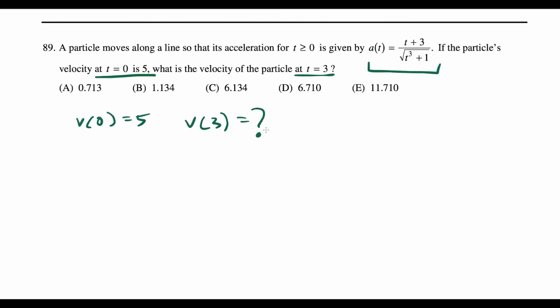So we have to know here the relationship between acceleration and velocity is that the antiderivative of acceleration is velocity. So we could say here the integral of a of t dt from 0 to 3. And the reason why we're using 0 and 3 is because we know what's going on at t equals 0, but we want to know what's going on at t equals 3. And this, the antiderivative of acceleration, is velocity. So that's going to give us v of 3 minus v of 0.